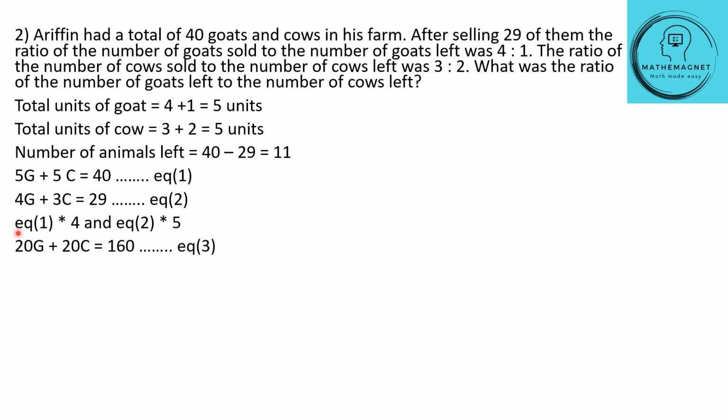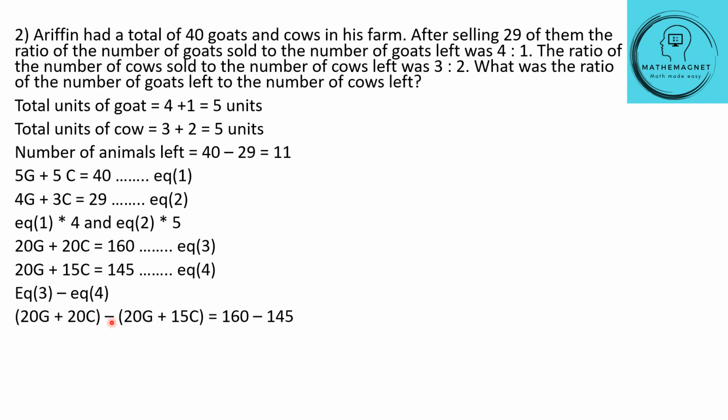Same way, equation 2 will be multiplied by 5, which is 4g plus 3c equal to 29 multiplied by 5. 4g becomes 20g, 3c becomes 15c and 29 becomes 145. Let's name it as equation 4. Now we will see that the g coefficients have become the same. Now let's do equation 3 minus equation 4. Let's keep the left hand terms to the left and right hand terms to the right. (20g plus 20c) minus (20g plus 15c) equal to 160 minus 145.